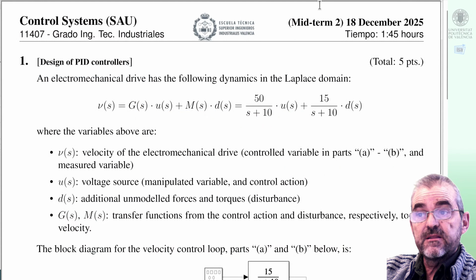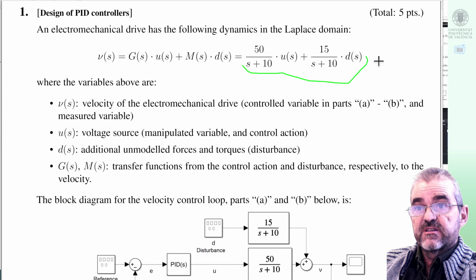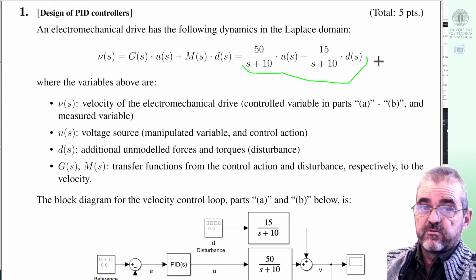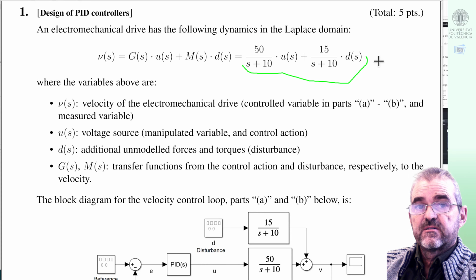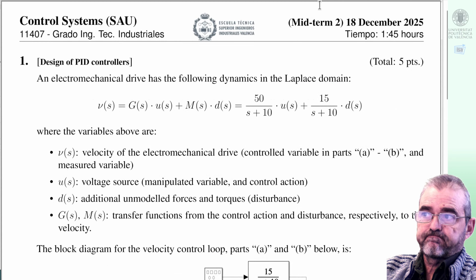I'm Sala, and in this video I am starting to solve the exam we had in December 2025 on our Introduction to Automatic Control Systems course over the design of PID controllers. We will divide the presentation in several videos according to the different sub-questions being asked in the problem statement. So let us read the problem statement and the questions we are going to solve.